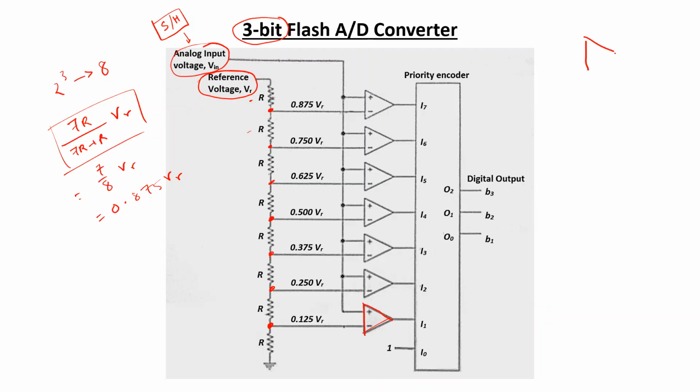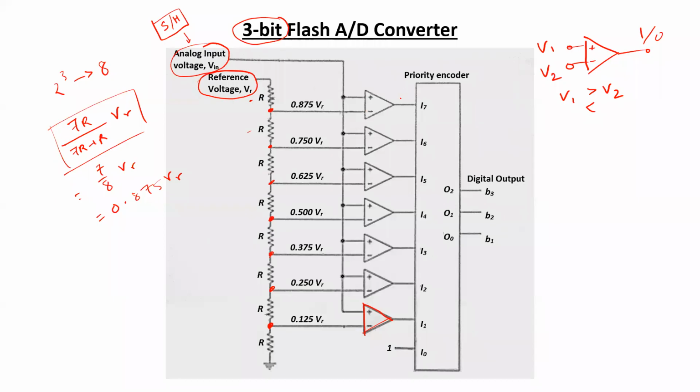Now for a comparator, you know that if you have two different voltage levels at the non-inverting terminal and the inverting terminal, if V1 is greater than V2, meaning the voltage at the non-inverting terminal is higher, then at the output side you are going to get a high signal. Otherwise, if the relation is reversed, then you'll get a low signal. So each comparator is going to give you either a high signal or a low signal depending on the voltages at its two terminals.